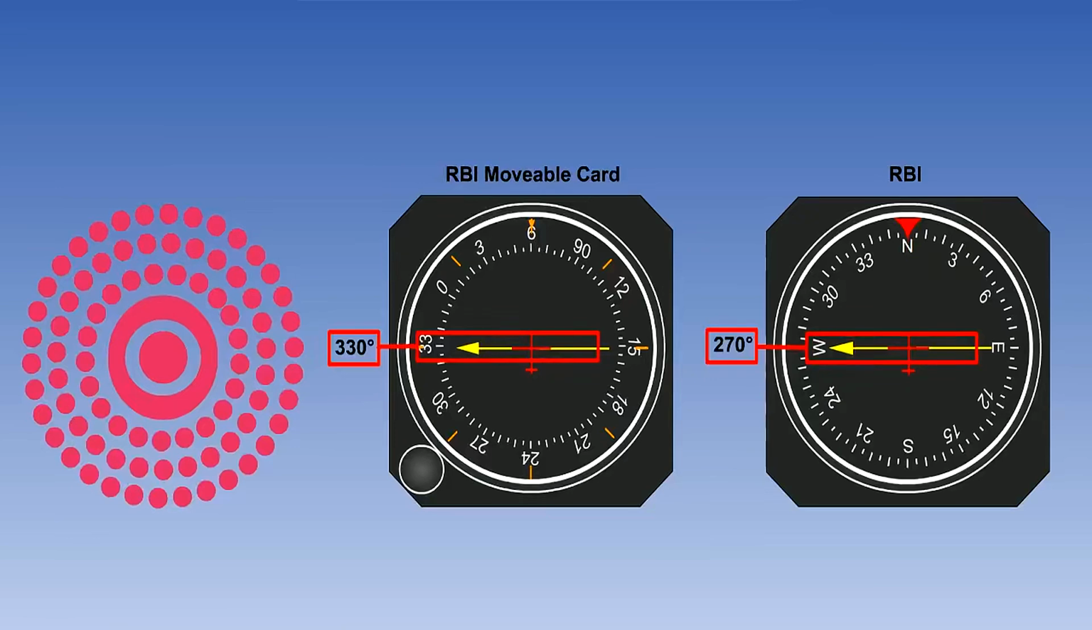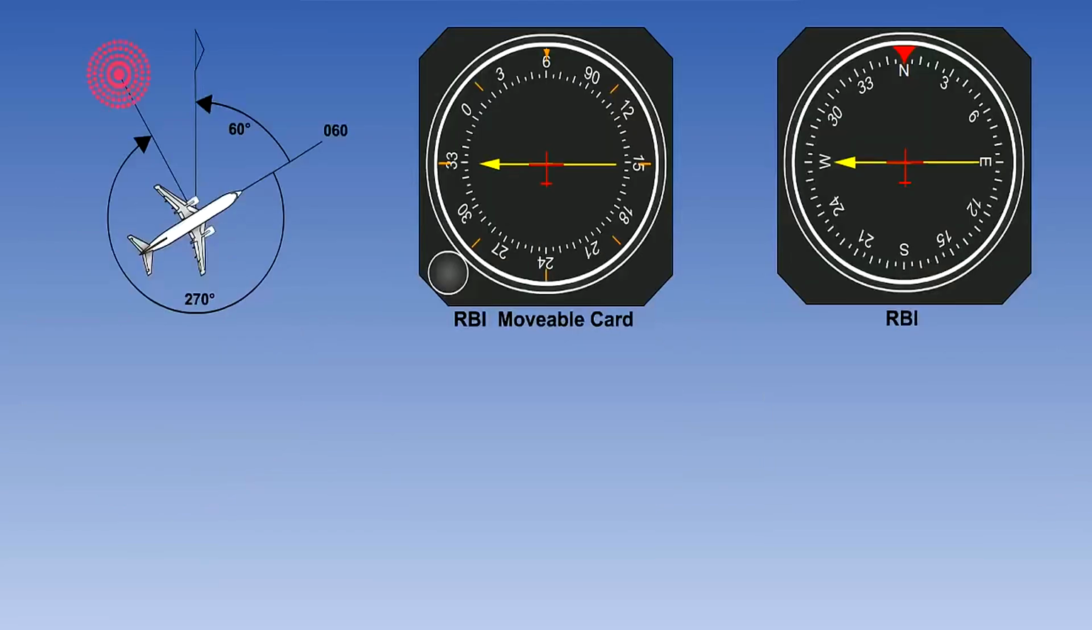The number on the basic RBI shows 270, but now the number on the RBI with the movable card to which the needle is pointing is 330 degrees. The number 330 reflects the heading of 060 plus the relative bearing of 270. In other words, this is the magnetic track, the QDM, to fly to the NDB.